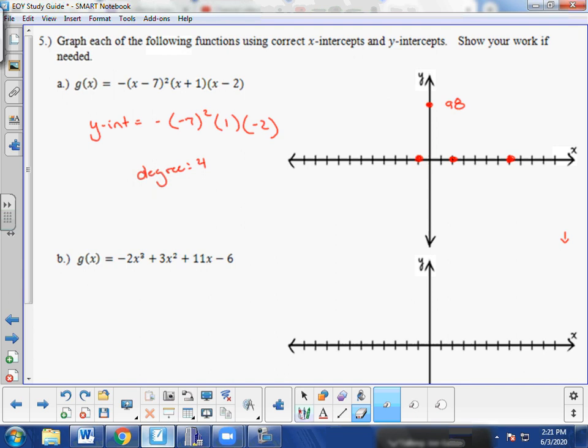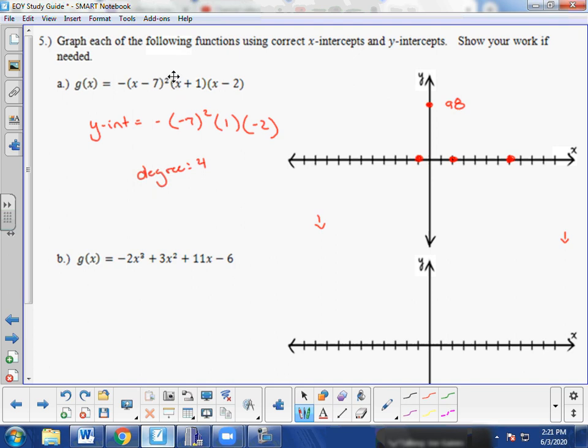So that means it needs to go down over here on the left. So my graph needs to go through or touch each one of these points and go down as it goes to the left forever and up as it goes to the right forever. The other thing to notice that's special on this graph is x minus 7 is a factor that occurred twice.